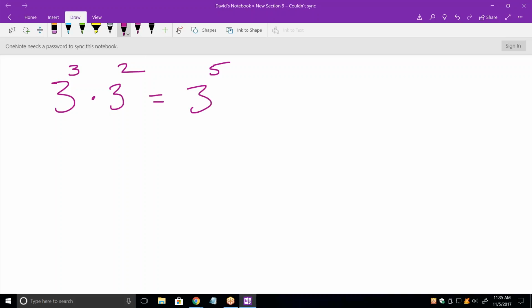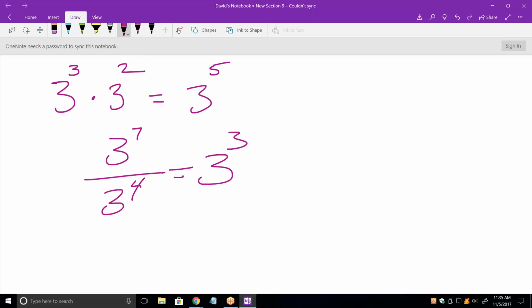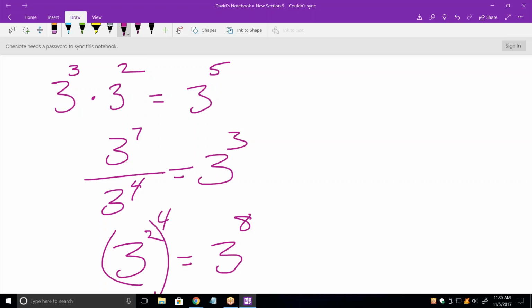Okay. And if I had this, I subtract them. Okay. And if I had this, I multiply them. Those are your 3 rules of dealing with exponents. Okay, what else you got? I'll leave those up there for a moment. We'll write over here on the right side.